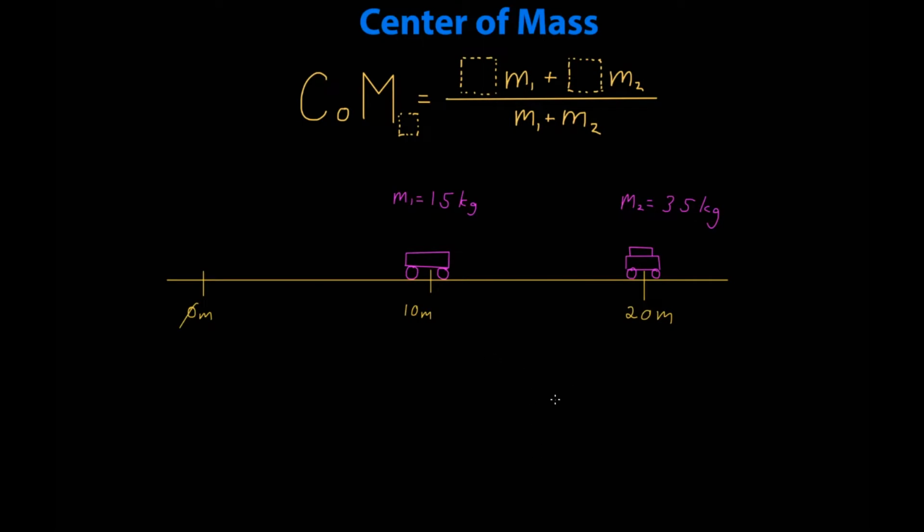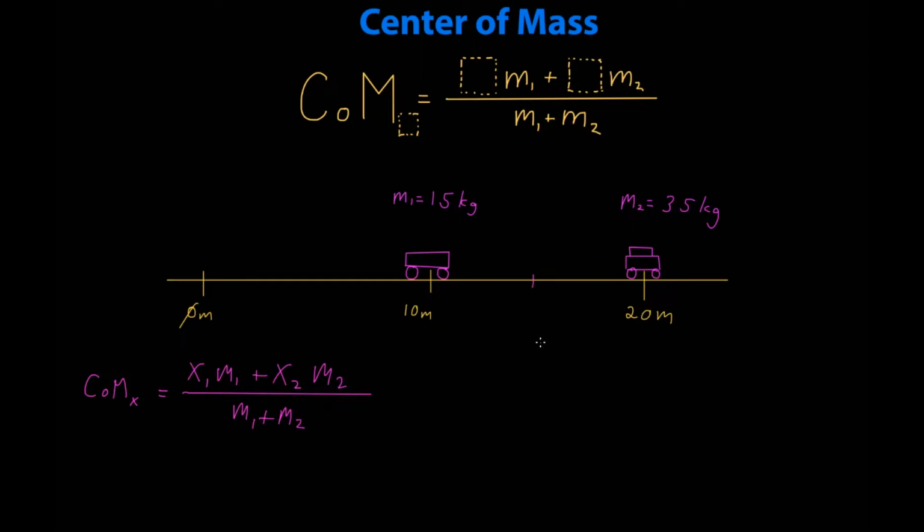So let me bring back my setup and I'll show you what I'm talking about. Here was my two-mass system. Now I'm going to take my equation up here. I'm going to find center of mass of position, which means position 1, m1, position 2, m2, over m1 plus m2. Now, before I even do this, if you look at this setup, I have 10 meters, 20 meters. Right in the middle here would be 15.